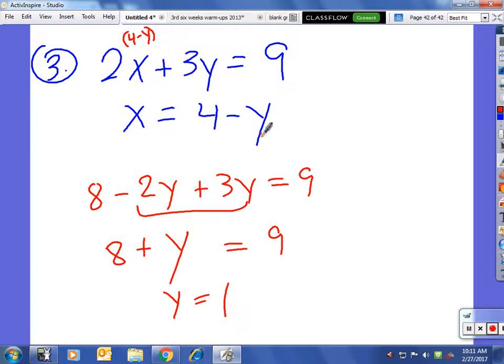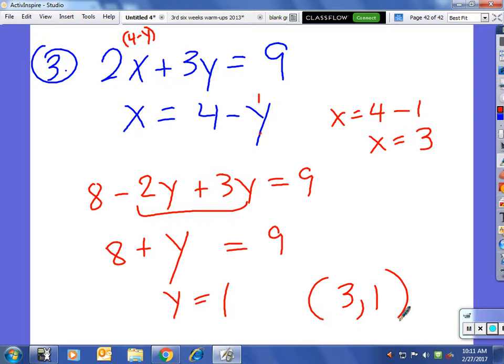Okay, then I got to go back and put 1 in somewhere. I think the bottom equation looks easier. I'm going to take this y out and put a 1 in its place. So x equals, instead of 4 minus y, x equals 4 minus 1. So x would equal 3. So my point would be 3 comma 1.